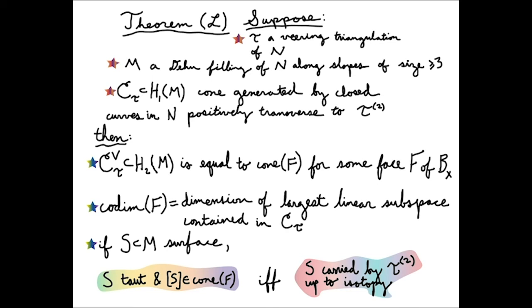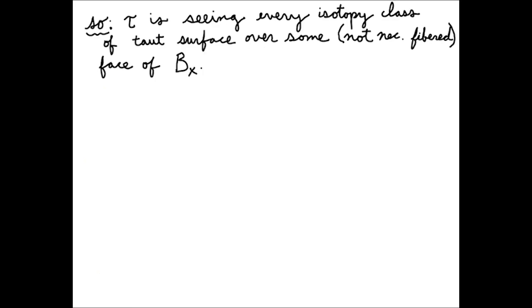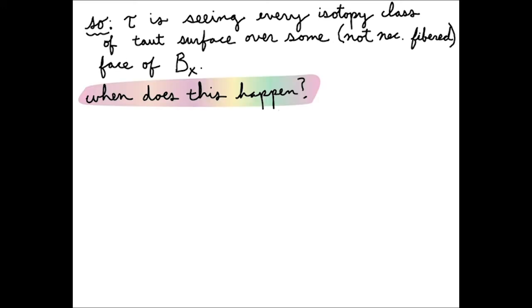So let's unpack this. The veering triangulation is seeing every isotopy class of taut surface over some face of the Thurston norm ball, and it's not necessarily top dimensional, and it's not necessarily fibered. You might ask, when does this happen? When do the conditions of this theorem apply?